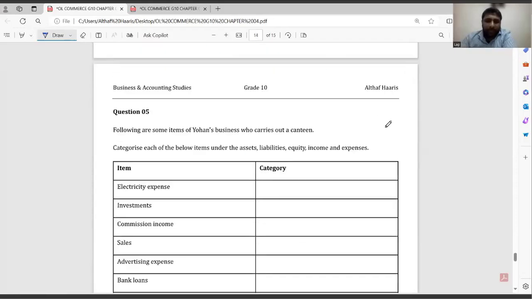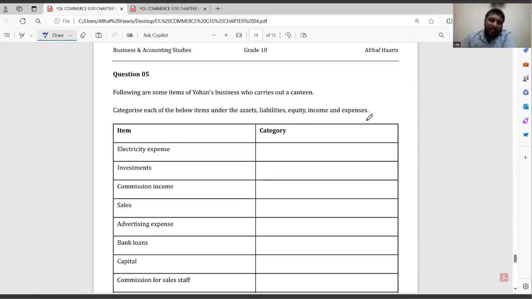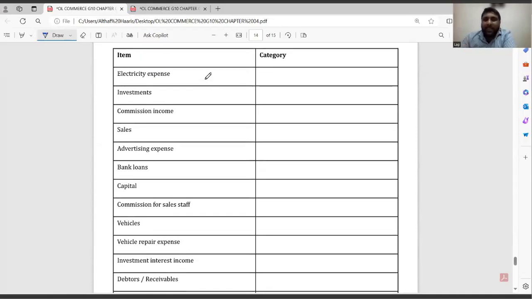Okay. Now you all have to tell me. Electricity, asset, the liability, the equity, the income, the expense. So these are the words that you can use. Assets, use A; liability, use L; equity, EQ; income, I; expenses, EX.